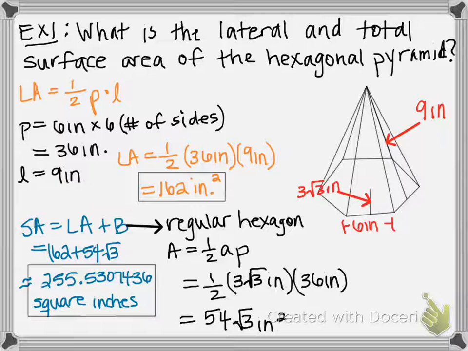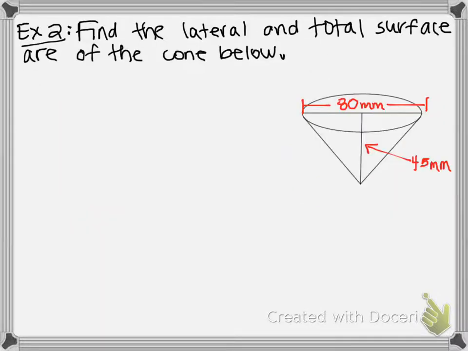Putting all of that together, I add that 162 of my lateral area plus my 54 square root 3 of my base. And I put that all in the calculator together. The problem wasn't very specific as to whether or not I should round, so I just put in everything I saw. If you were doing this assignment in class, it would tell you to either leave it in exact form, which would be the first part of this, that's exact, or approximated or rounded, which is what it is at the bottom, which ends up being approximately 255.5 square inches.